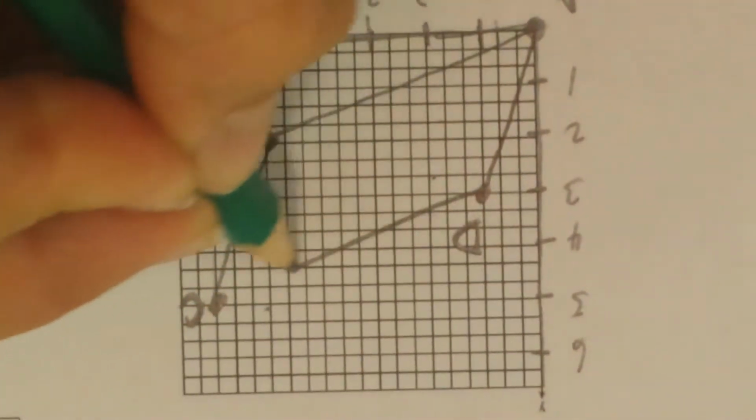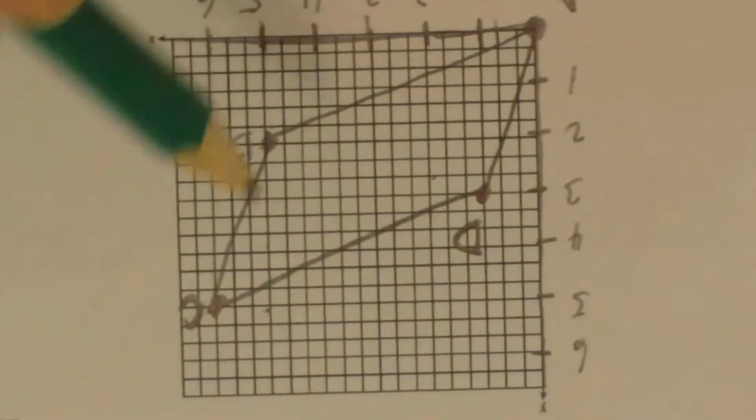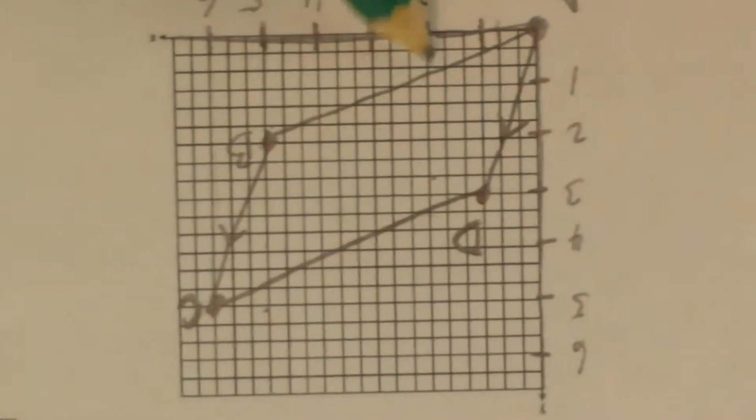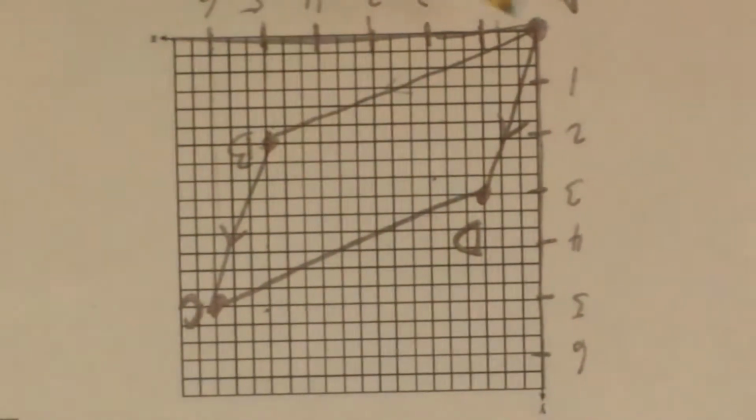Go ahead and join those lines. Okay, then I can just double check it. I've now proved that that is parallel to that. I need to make sure this is parallel to this as well. So I can go and check it.